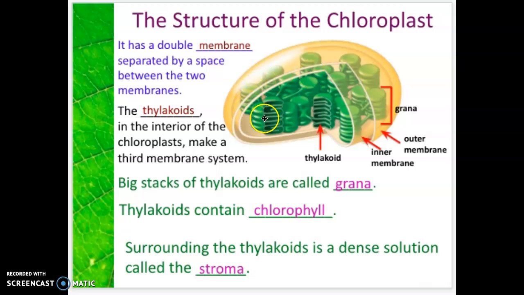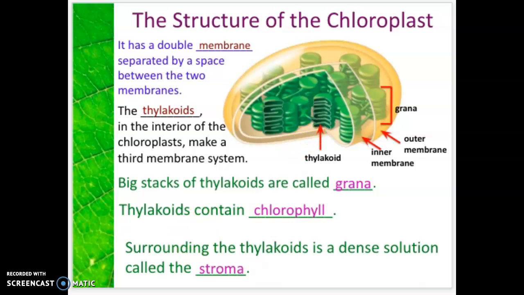So the chloroplast has a double membrane separated by space between the two membranes. Inside our chloroplast are what we call thylakoids. These are individual little discs. They look like little dimes, and a stack of these is called a grana. So thylakoids are stacked inside the chloroplasts, and a stack of these is called grana. The thylakoids are what contain the chlorophyll, the pigment that is used to capture the energy from the sun.